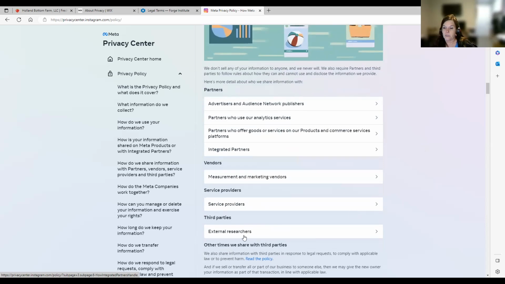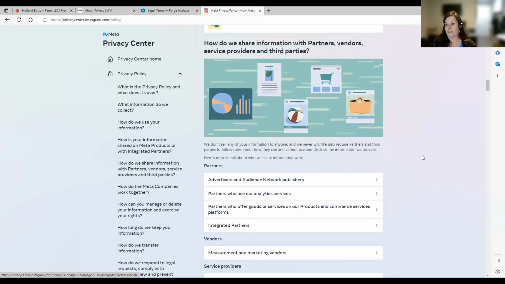Because they have third parties, external researchers, service providers, vendors, and partners all listed here. And they say they don't sell it, but they're still all sharing the same information.